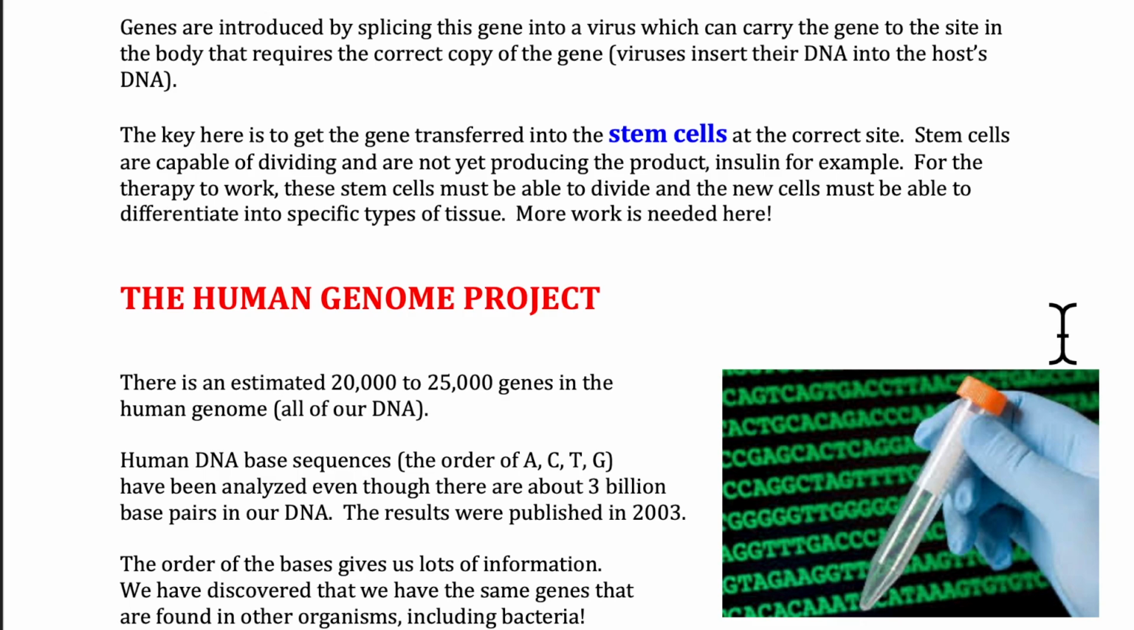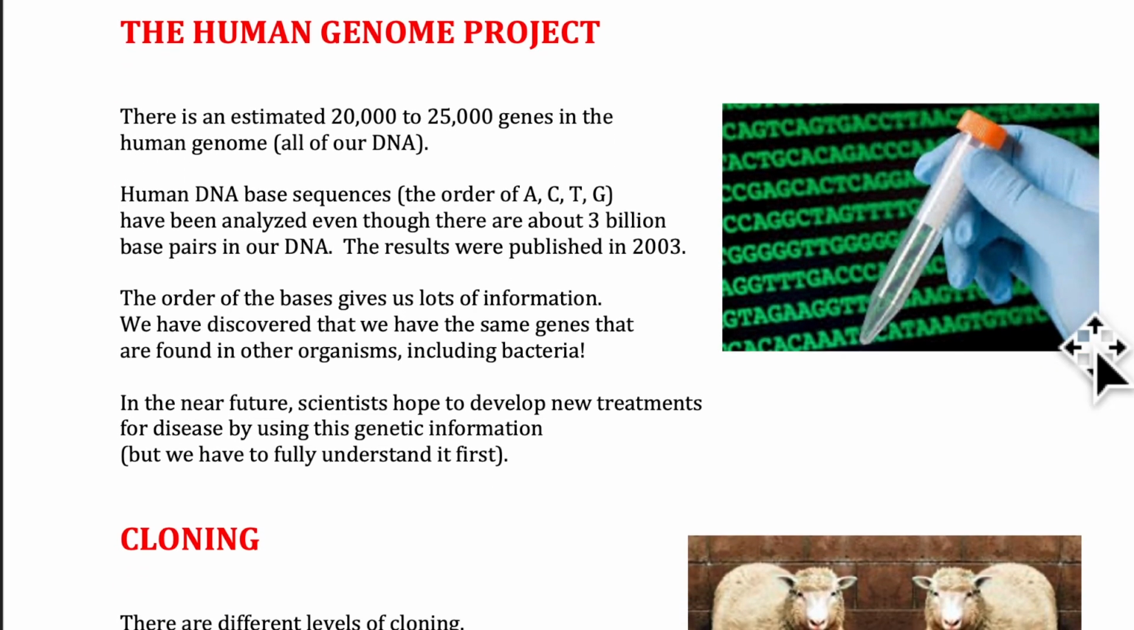Next thing is the Human Genome Project. There's an estimated 20,000 to 25,000 genes in the human genome. That's all of our DNA. Human DNA base sequences, the order of A, C, T, G, have been analyzed, even though there are about 3 million base pairs in our DNA. The results were published in 2003. The order of the bases gives us lots of information. We have discovered that we have the same genes that are found in other organisms, including bacteria. In the near future, scientists hope to develop new treatments for disease by using this genetic information, but we have to fully understand it first.